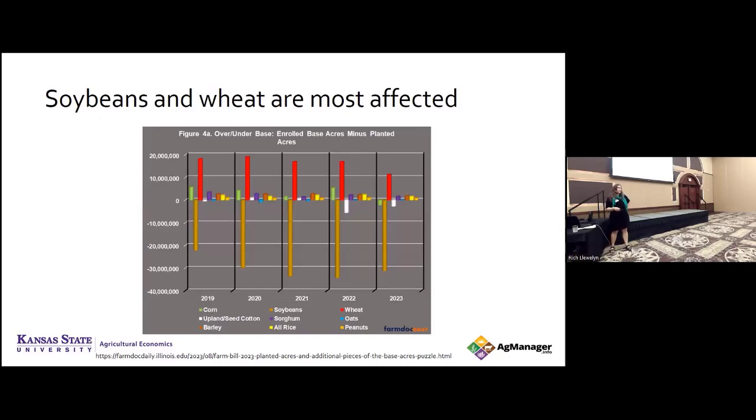So I talked about how we have more soybeans planted than there are base in Kansas, and we have less wheat planted than is in base. This lines up with the rest of the country. These are plantings relative to base acres. So a lot more soybeans, a lot less wheat. So pretty consistent with national trends.